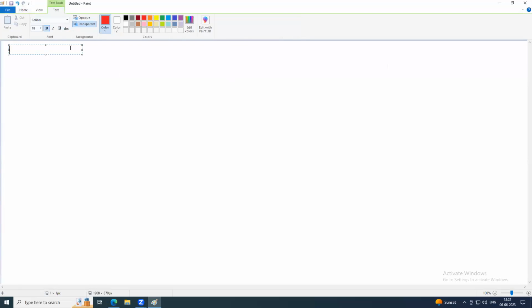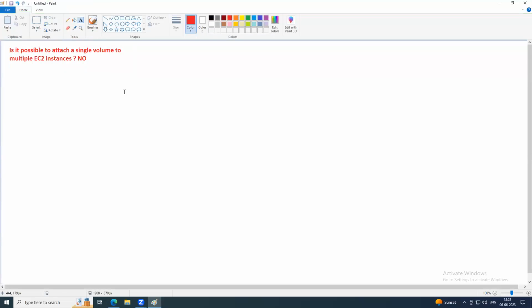So yesterday we learned about EBS. Guys, that is just a trailer on EBS. We'll go deeper when we get into the topics. Now we have understood: is it possible to attach a single volume to multiple EC2 instances? The answer is no. So what if I need to do that?